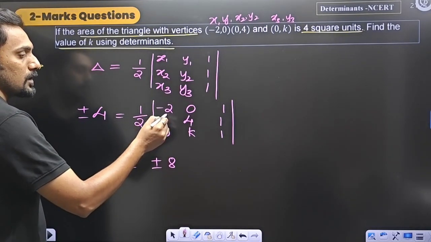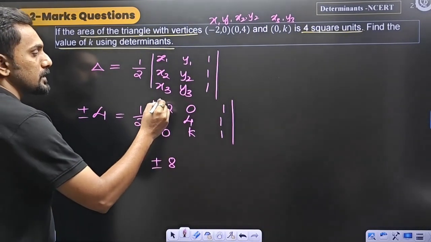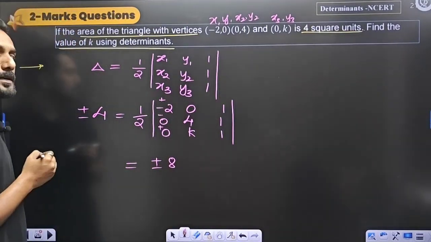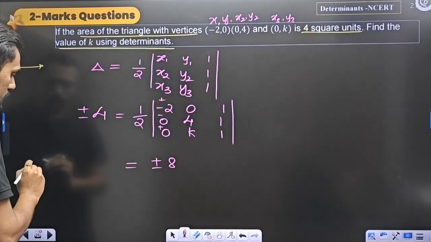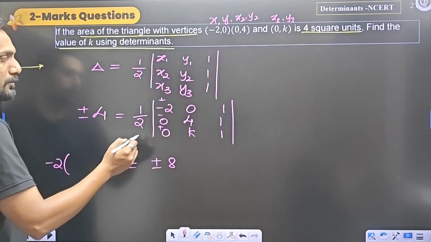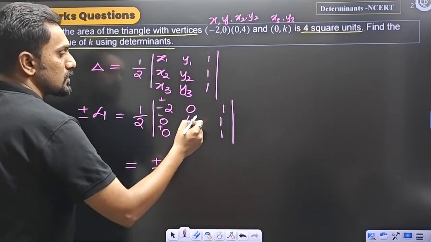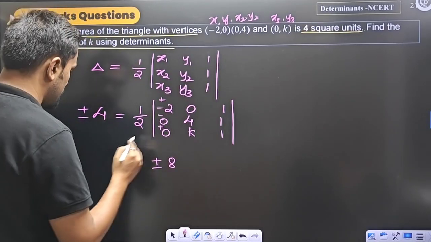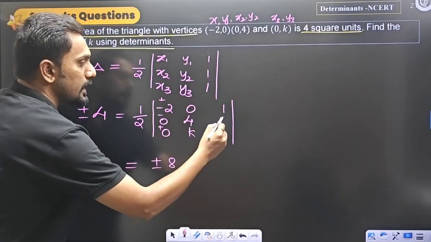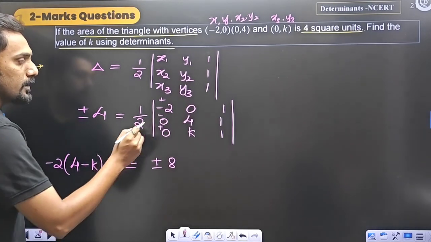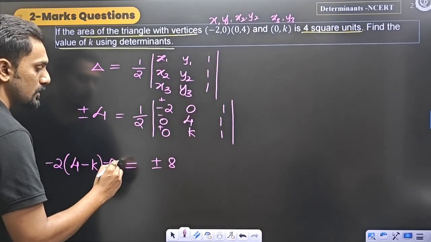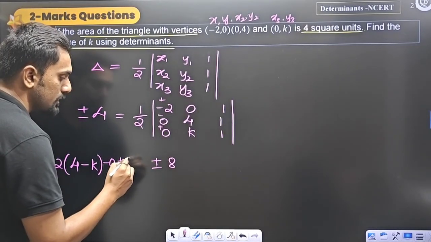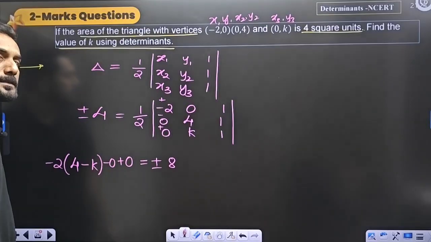ಸೊ ಇಲ್ಲಿ ಈ ಕಾಲಮ್ ಒಳಗೆ ಜೀರೋಸ್ ಜಾಸ್ತಿ ಅದಾವ. To save the time I will expand this determinant along the first column. So plus into minus 2 will be minus 2 multiplied by, deleting first column and first row, that becomes determinant of 4 1, k 1. 4 into 1 will be 4, minus k into 1 will be k. Okay, remaining, minus 0 into anything is 0, then plus 0 into anything will be 0, and that becomes equals to plus or minus 8.